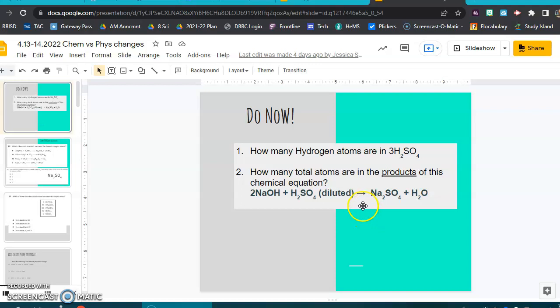How many total atoms are in the product of this equation? Number 2, we have to figure out what's where. So remember, on the left side here, that is our reactants. The arrow is where the reaction occurs or takes place and gives us a yield of these products. So I want to know total atoms. I have 2 sodium, 1 sulfur, that's 3, plus 4 oxygen, that's 7, 8, 9 hydrogen, and 10 atoms total for the product, this side right here.